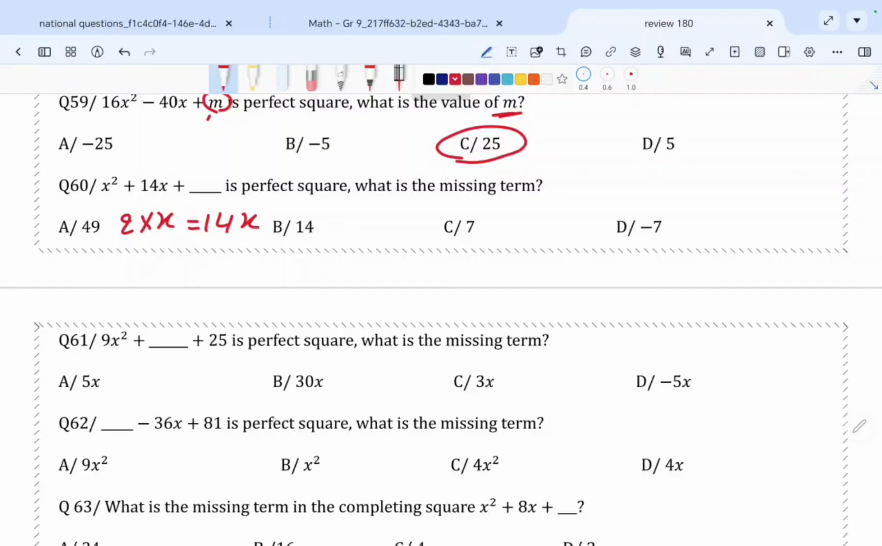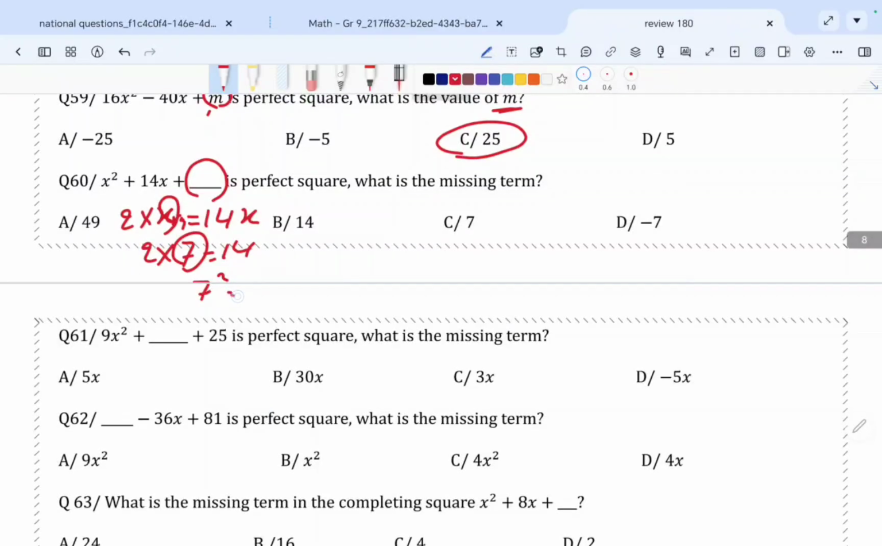Okay, 2 times x, 2 times what equals 14? As you know, 2 times 7 equals 14, right? But it's the last one, and the last one must be a perfect square. 7 power 2 is equal to 49. So 49 is the correct answer.